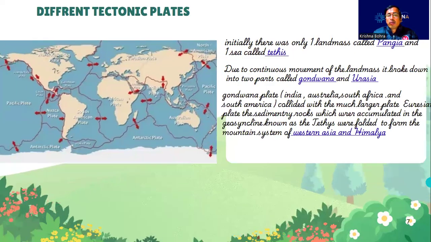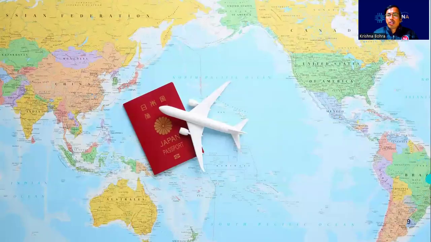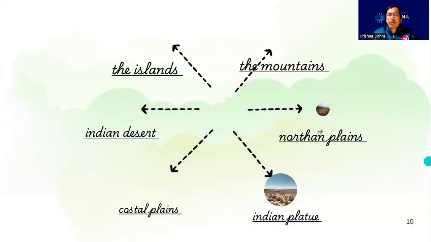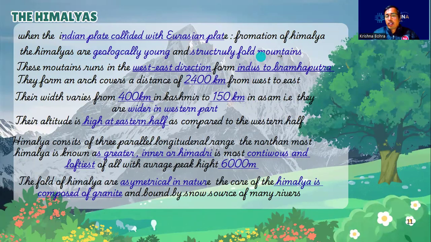So when the Indian plate collided with the Eurasian plate, it led to the formation of the Himalayas. The Himalayas are geologically young and structurally fold mountains. What does geologically young mean? In the geological time scale, they are younger mountains as compared to other physical features of India. We can compare with the Deccan Trap, which is older than the Himalayas. But this geological young does not mean that the Himalayas formed a couple of months back.